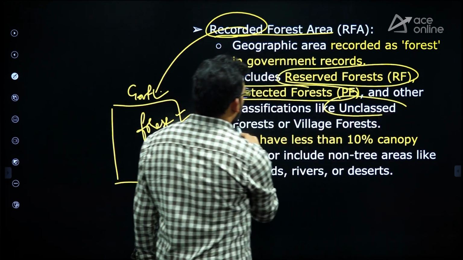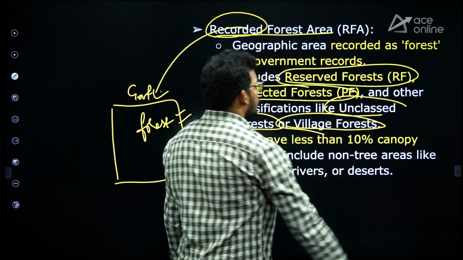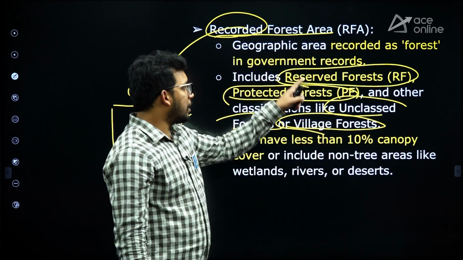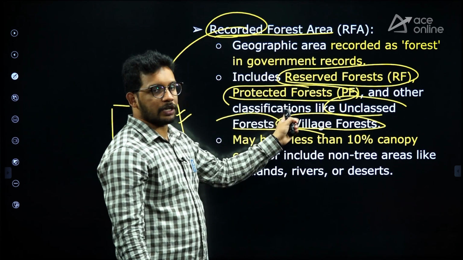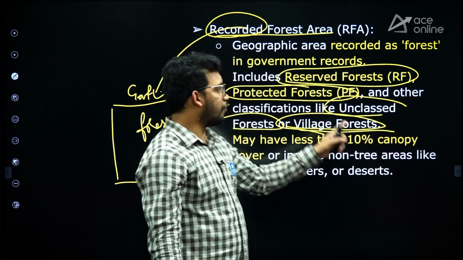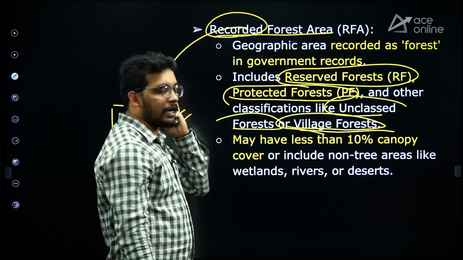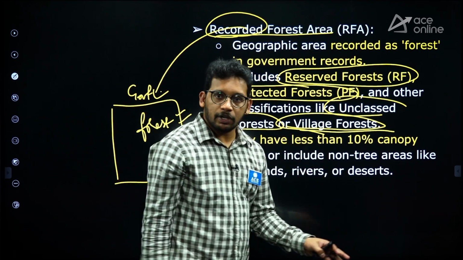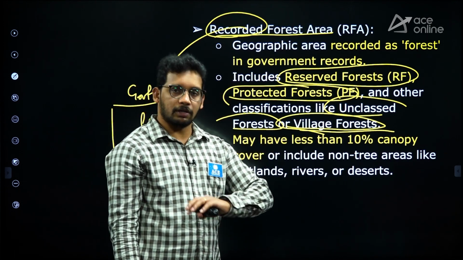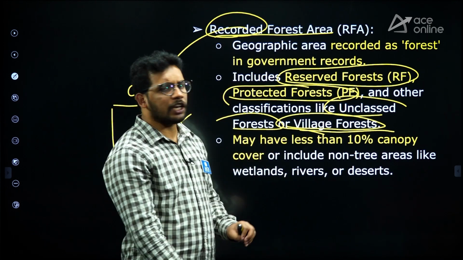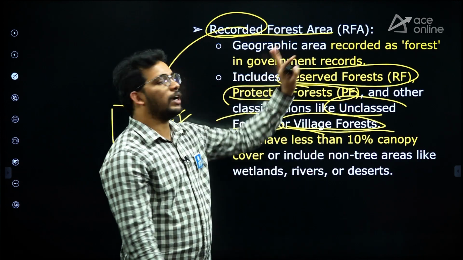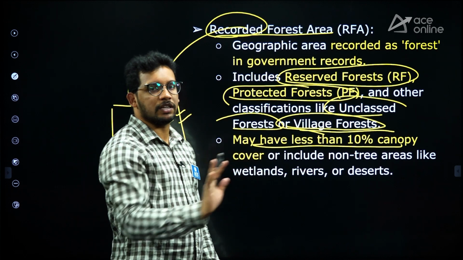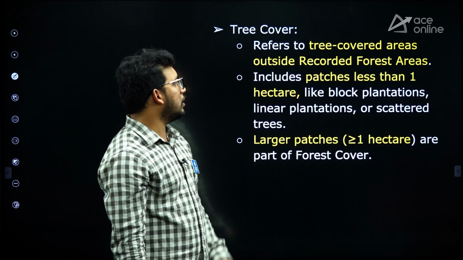And then we have unclassed forests or the village forest. If any forest is recorded under the government, but it is not kept under reserved or protected forest, then it is classified as a village forest or unclassed forest, right? So this is one important thing. And as I said, irrespective of whether the land is less than 10% or 1 hectare, does not matter. Anything recorded as a forest in the government records will be under the recorded forest area, right? It may have less than 10% canopy, but still it is under the government record. So this is the definition.